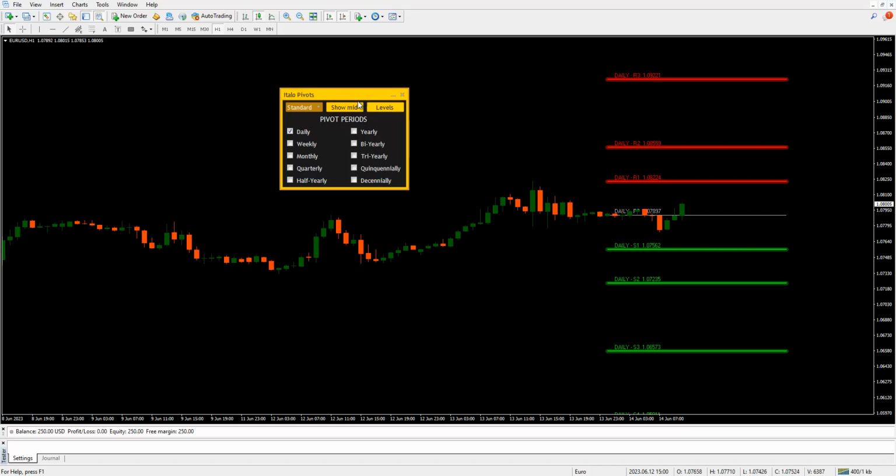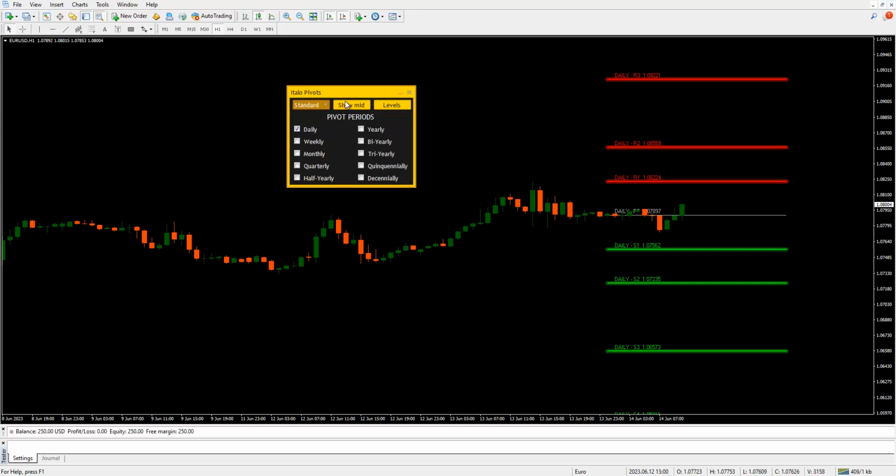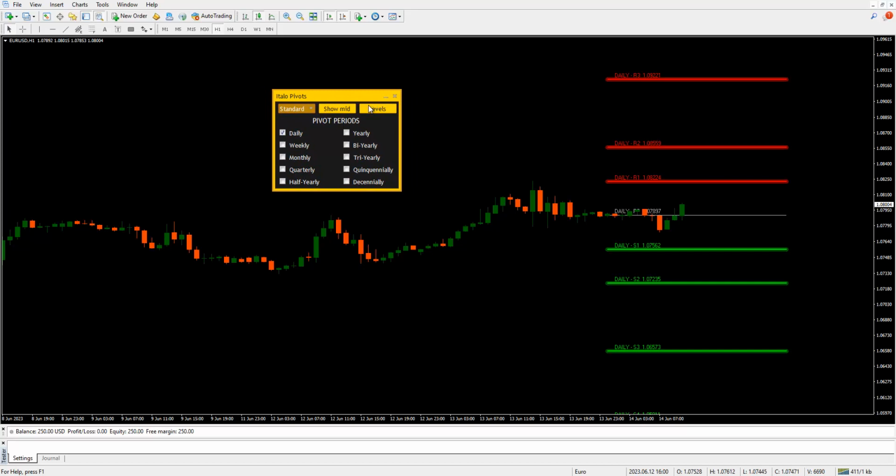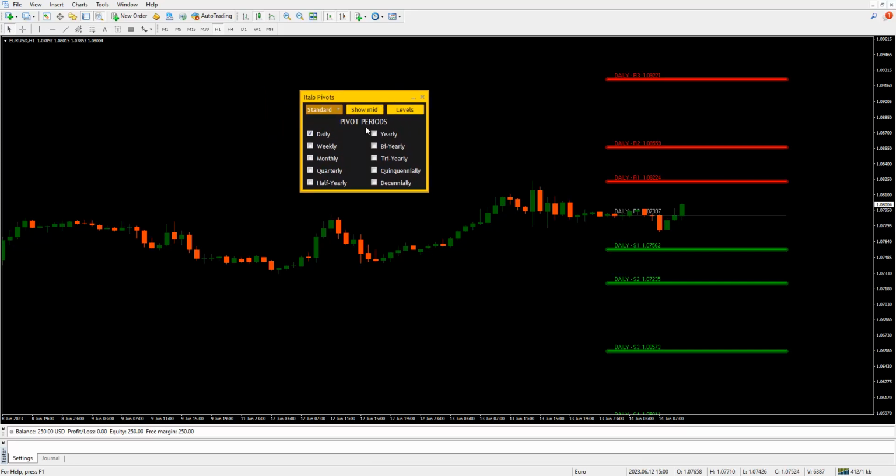That's why this Italo Pivots indicator is the best pivot point indicator on the market. It's the best pivot point indicator ever created, simply because here we have an amazing pivot point indicator where you have for the first time all the important pivot periods from daily up to decennially. So from 1 day pivot points up to 10 years pivot points. This pivot point works on every time frame and every asset.